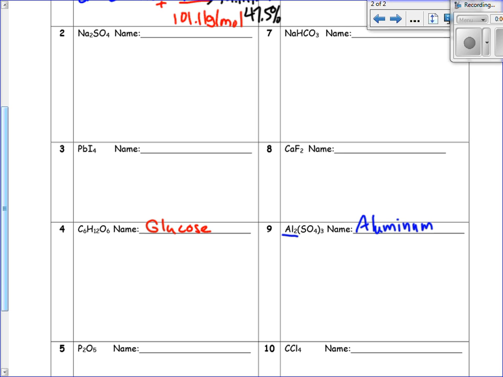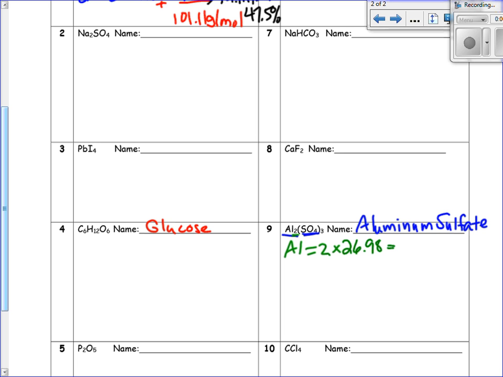How about SO4? What's that guy? Sulfate. Good, sulfate. Very good. Aluminum sulfate. Now, for counting our atoms here, we have Al. How many atoms of Al? So you're going to do 2 times its mass, which is 26.98, and you're going to get that value.